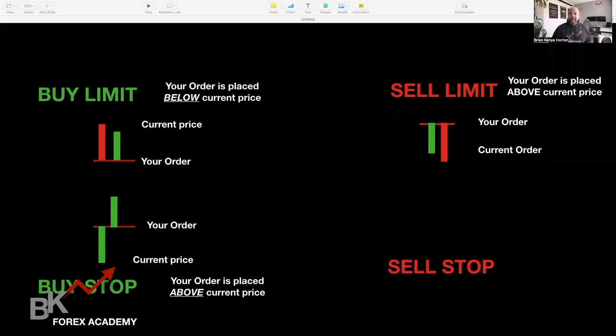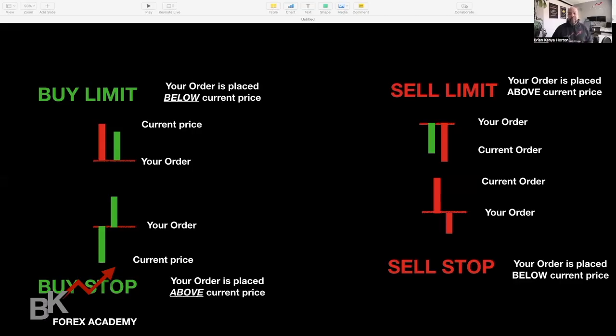So here's sell stop. Your order is placed below current price for a sell stop. Here's my order right here, and here's current price. You want price to come down to your order. It'll activate you, and then you want price to continue to go down, and then you'll be in profit.